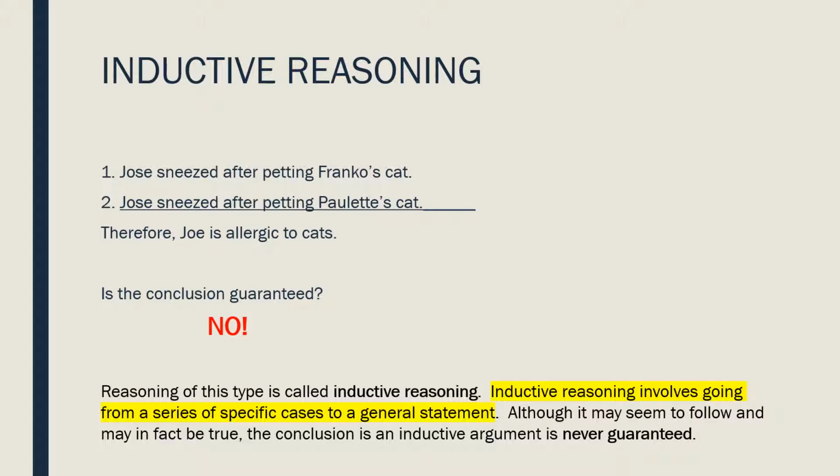And although it may seem to follow, and it may in fact be true, the conclusion of an inductive argument is never guaranteed. So that is sort of opposite of deductive reasoning, where if you had true premises and your argument was valid, then your conclusion is always guaranteed. But with inductive reasoning, it's not always guaranteed. It's never guaranteed.